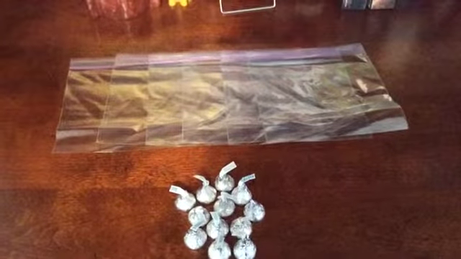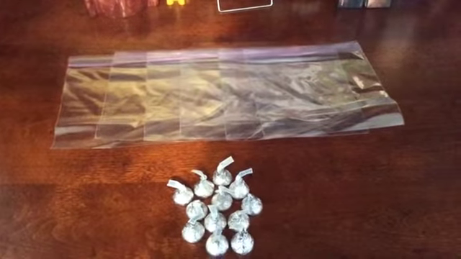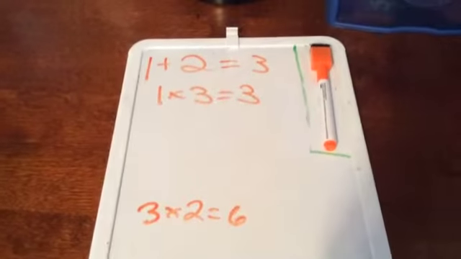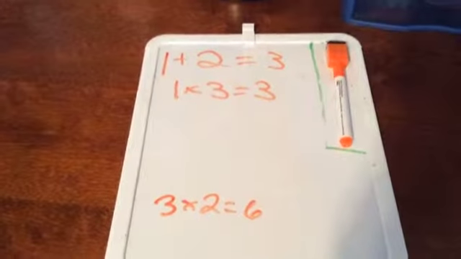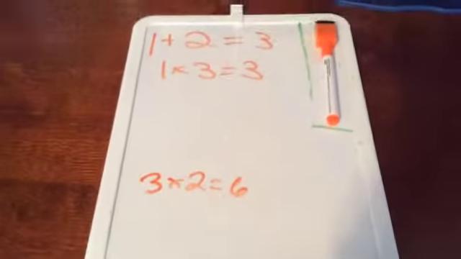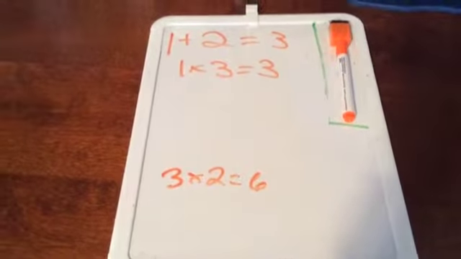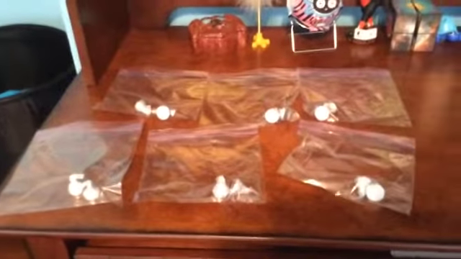As you can see here, we have 6 Ziploc bags and 12 Hershey Kisses. How will we know if these 12 Hershey Kisses will be able to go into these Ziploc bags? If we go over here and use our rules of divisibility, you can see that 1 plus 2 equals 3, and 1 times 3 equals 3. So 12 goes into 3. And if you know your multiplication tables, you'll know 3 times 2 equals 6. So these Hershey Kisses will be able to go into these bags. After using my rules of divisibility, I was able to tell that 2 Hershey Kisses would go into each.